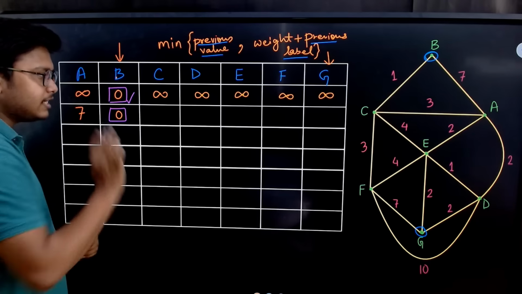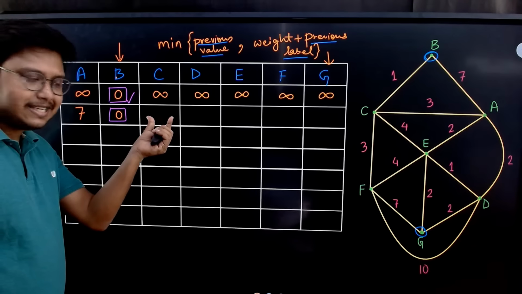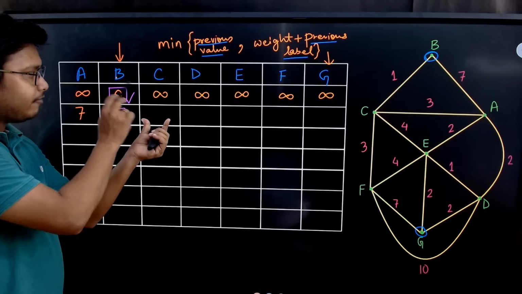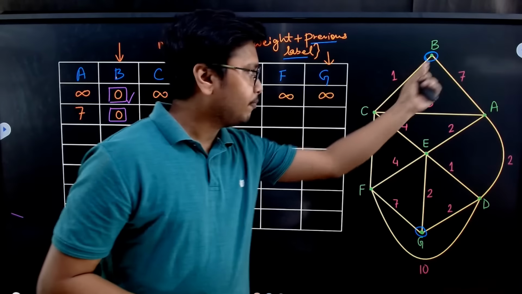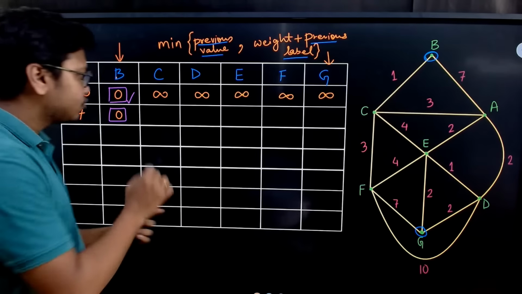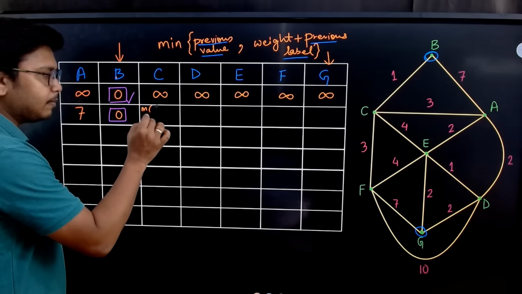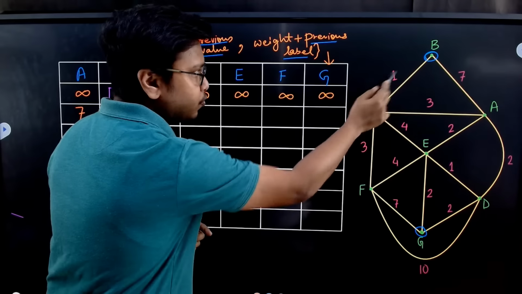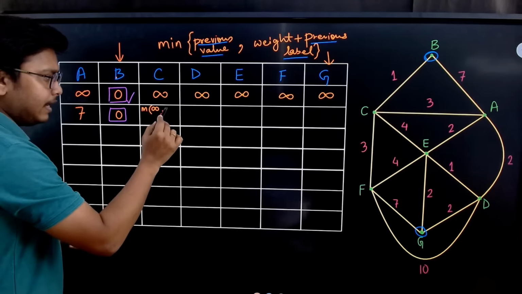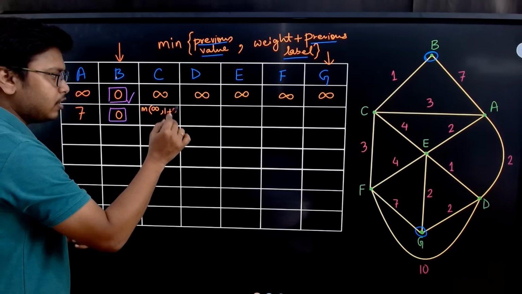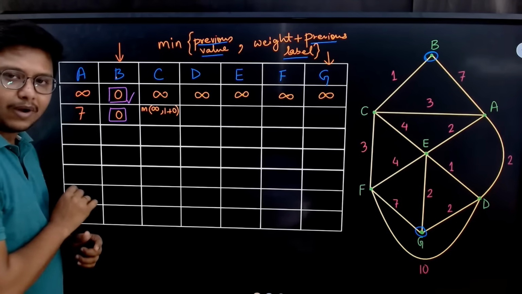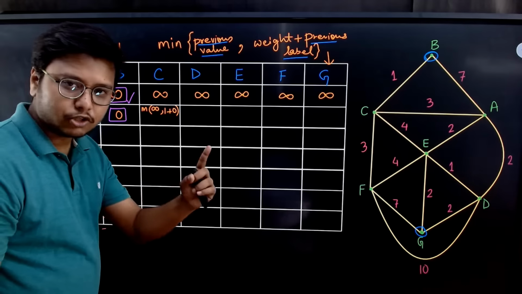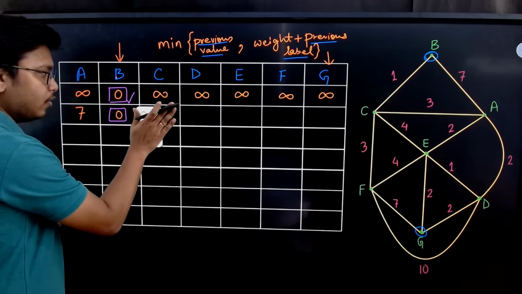Now coming to this particular element, which is C, in this cell, we are again traveling from B to C. We are traveling from B to C. The weight is 1. So minimum of, I'll write down, minimum of previous value, okay, so infinity, comma, weight is 1 plus previous label was 0. So the minimum of infinity, comma, 1 plus 0, that value is how much? It's 1. So I'll directly write 1.